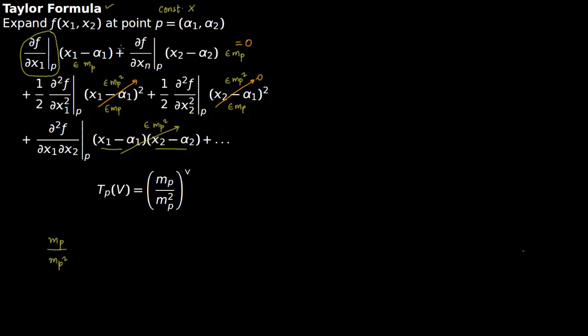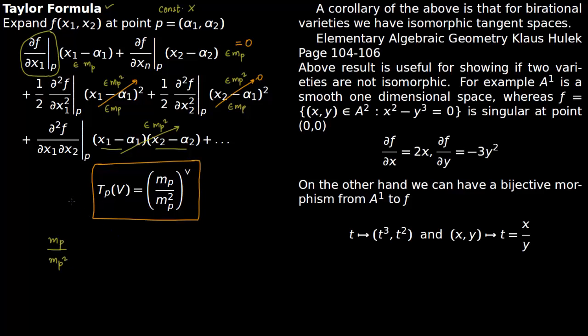Notice that you have this plus sign in between. If you just have it like this, then you just have these two terms, but you have to have this plus sign and you have to set it equal to 0. So therefore you have to put this dual here. So the tangent space is just the dual of this, mp over mp square, where mp is the maximal ideal at point p. Now this is not a proof, this is just intuition and a hand-waving argument. So in the elementary algebraic geometry book by Klaus Hulek, on pages 104 to 106, you can find the justification and the proper proof of this.